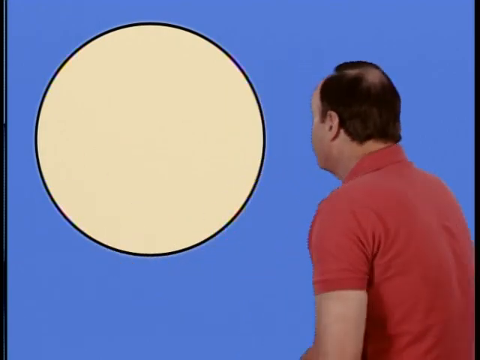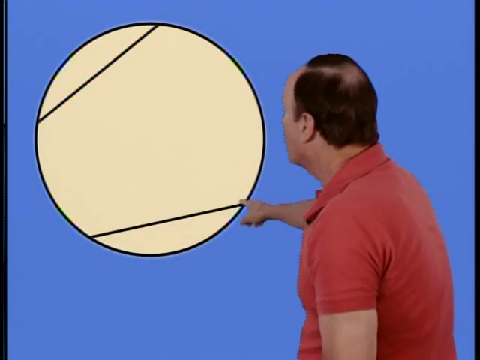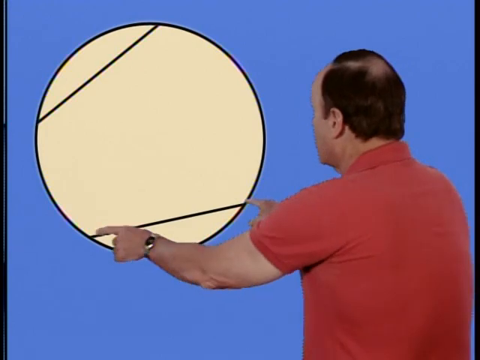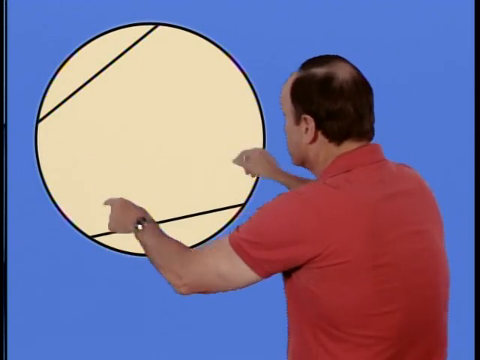Well, what you would do first of all is draw a couple of chord lines. Now chord lines are lines that go clear across the circle and intersect the circumference of the circle at two places like we have here.